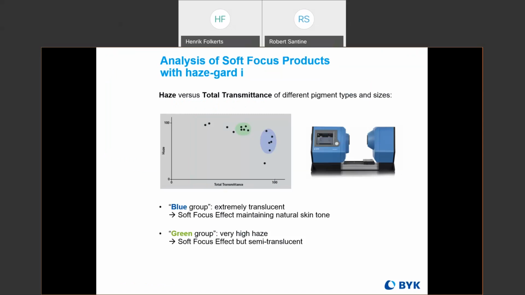So this is what the haze guard eye is for: measuring both the transmittance and haze to make sure that those soft focus products are going to provide the effect that you want, both the high transmittance to keep the skin tone, but also the high haze to hide those imperfections due to the diffusion of light.